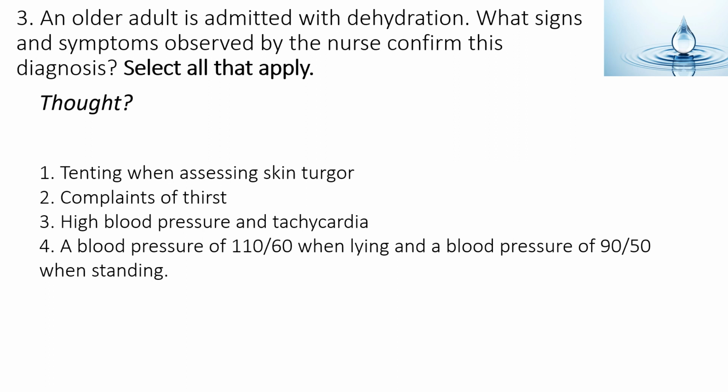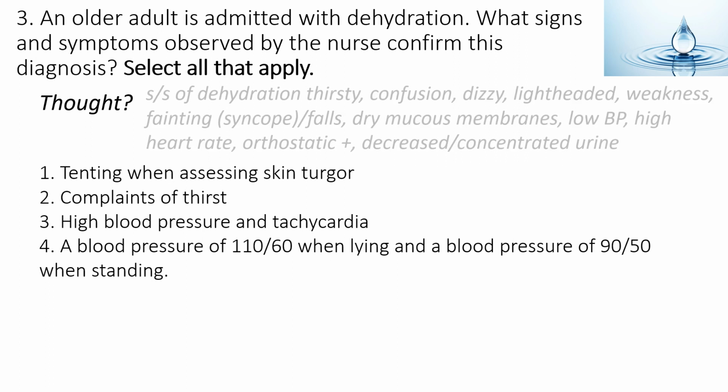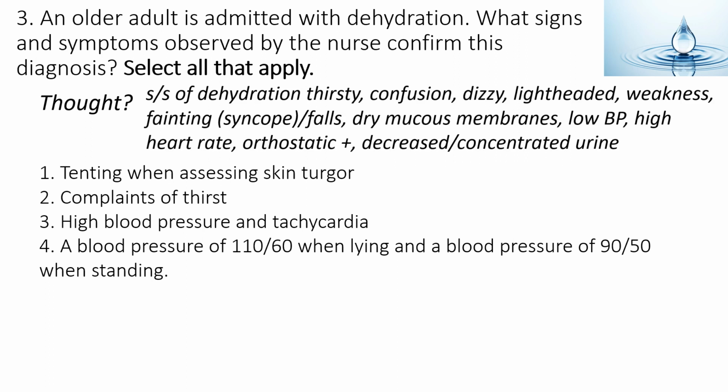The answers here are number 2 and 4. Looking back at the question, it's asking for signs and symptoms of dehydration and how you would know that. So all the signs and symptoms we're thinking of: thirsty, confusion, dizziness, lightheadedness, weakness, fainting, which is syncope, maybe even a fall, dry mucous membranes, low blood pressure, high heart rate. Orthostatics, that's the lying to sitting change in blood pressure, and or decreased, concentrated urine.